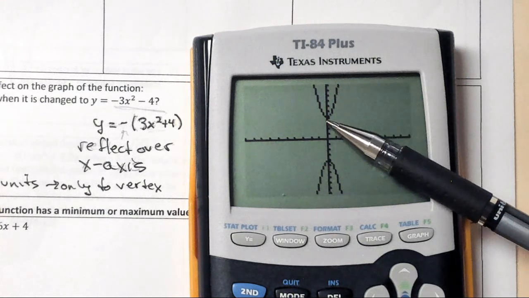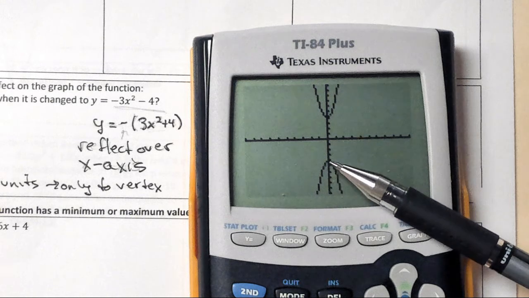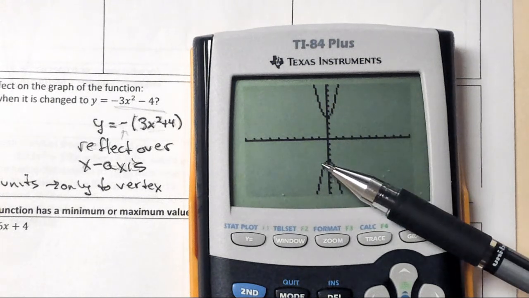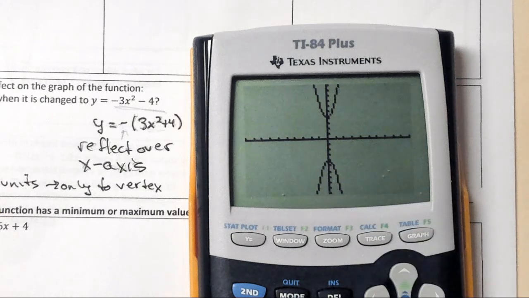Now, if you said down 8 units to the vertex, then you were correct, but you still need to say something about reflecting. If you didn't specifically say the vertex, then I assumed it meant all points. And that's why you didn't get full credit. Otherwise, this was a fairly easy problem.